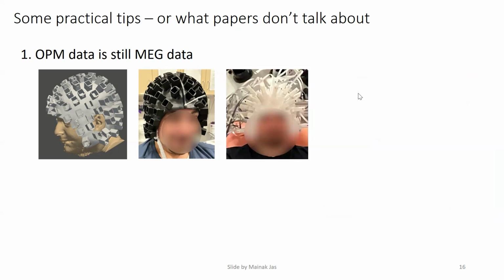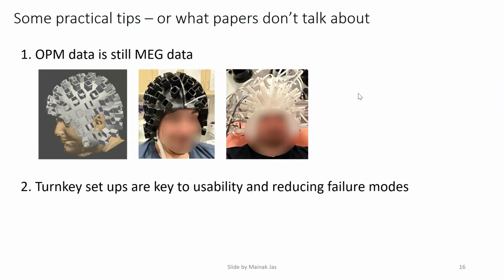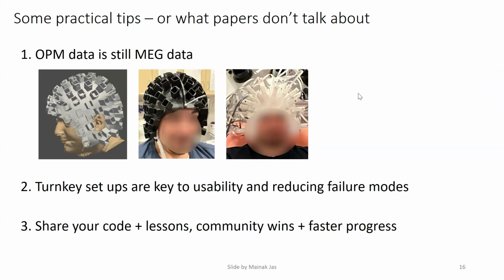So, people talk about the differences between OPM and SQUID, but it's important to remember that it is still MEG data. So you need to treat it with respect, have a pristine environment when doing your experiments. Turnkey setups are the key to usability and reducing failure modes. Something like SSP, how it has worked in the past. It's not how many decibels of noise it's reducing, but it's turnkey. It just works out of the box, and you don't even realize it.